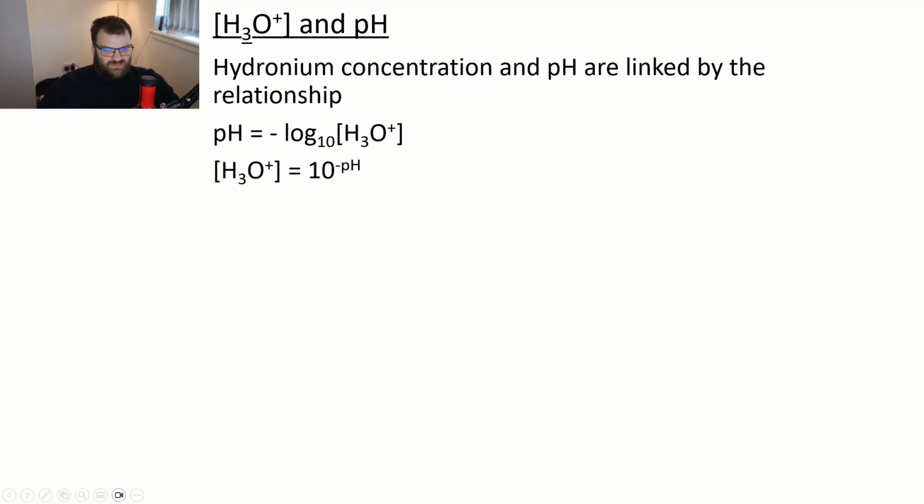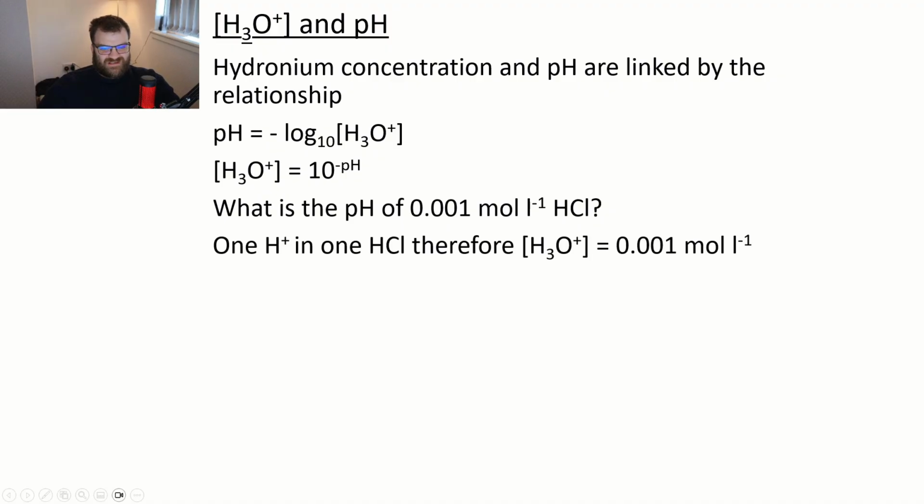In these first example questions, the values we're using are quite straightforward. Here we're asked to calculate the pH of 0.001 mole per litre hydrochloric acid. An important thing here is the formula tells us that there's one H+ in HCl. Therefore, your concentration of hydronium ions will be the same as the concentration of the chemical. We can plug that into pH equals minus log to the base 10 of that value, and that gives us a pH of 3.